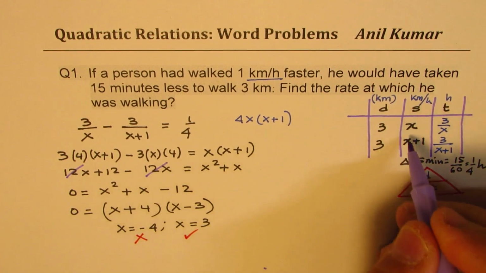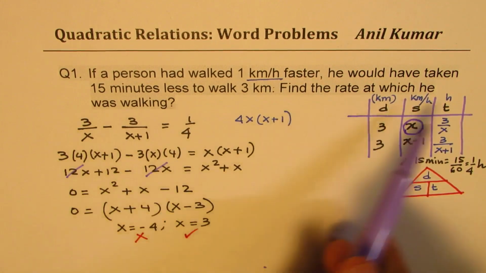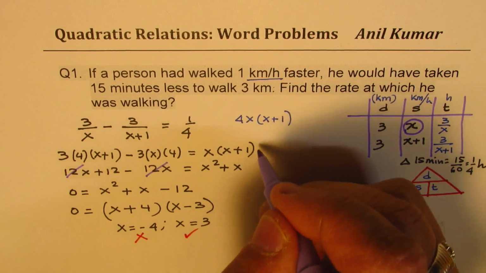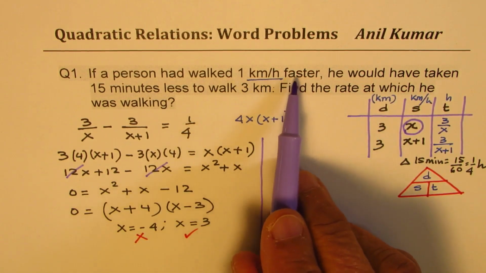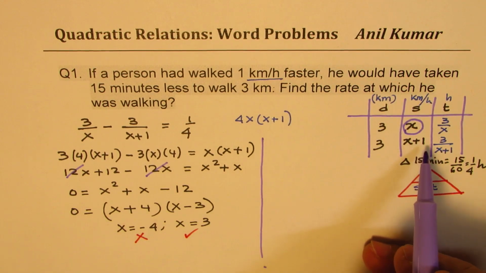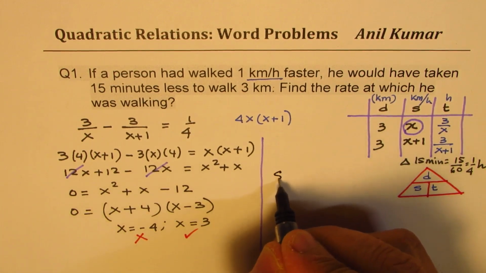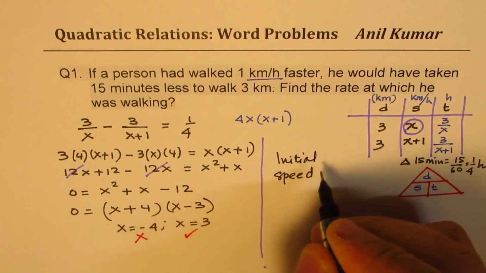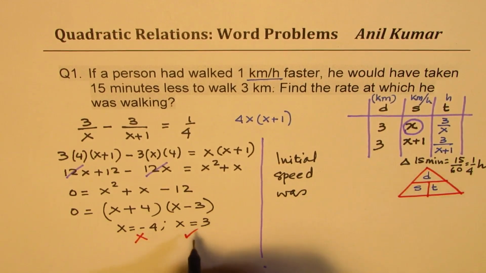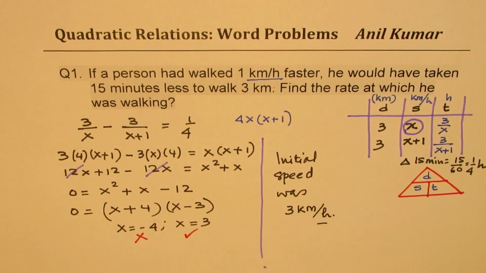And what is x? X is the speed at which, find the rate at which he was walking. So x is the speed at which he was walking, correct? If he would have gone 1 kilometer per hour faster, it would have been x plus 5. So that is very important, right? So the initial speed was x equals to 3, means 3 kilometers per hour. Does it make sense to you? So that is how the question has to be solved.